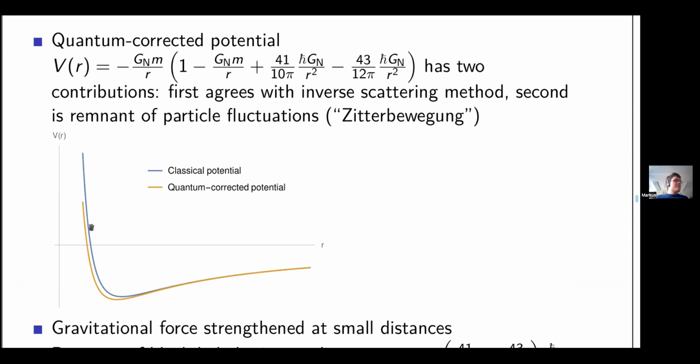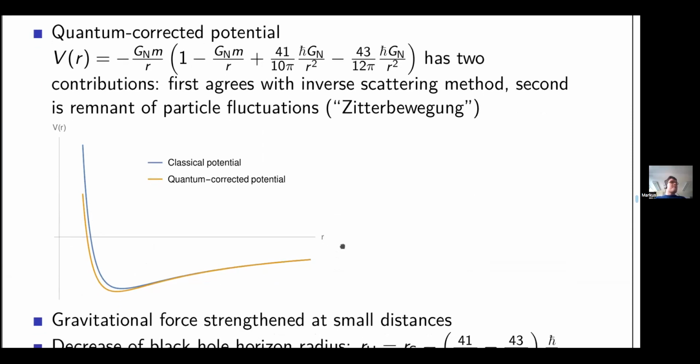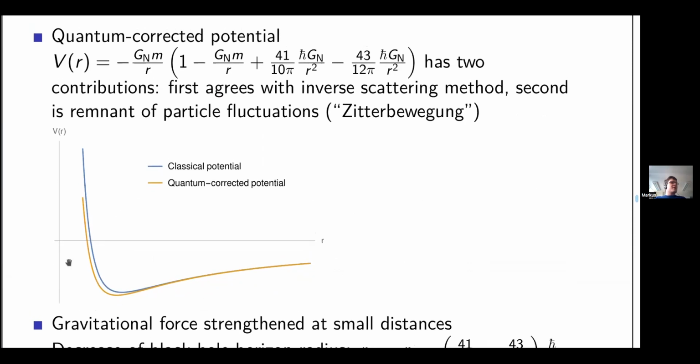Here I've given you a picture. I hope you can see it. There's the blue line, which is the classical potential that comes from the expansion of the Schwarzschild metric. And then there's a quantum correction which lies slightly below it, in orange here. It's a very, very tiny difference. What this tells you is that the gravitational force at small distances is strengthened by these quantum corrections. And again, we know it's a physical effect because the observables are gauge invariant.